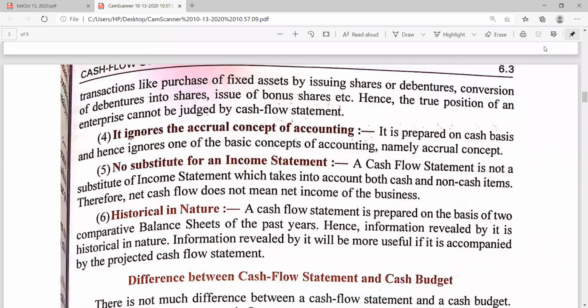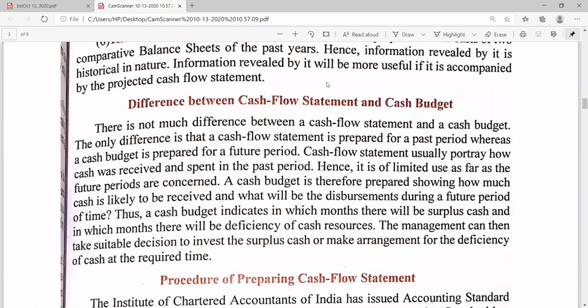Historical in nature, yes. The cash flow statement is prepared on the basis of the two comparative balance sheets of past years. It means it reveals information that is historical in nature. It doesn't reveal information that is useful for a projected cash flow statement. Now, the difference between cash flow statement and cash budget.